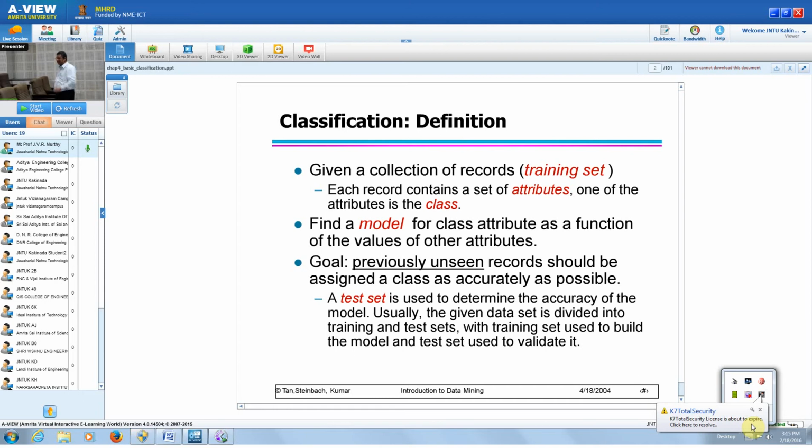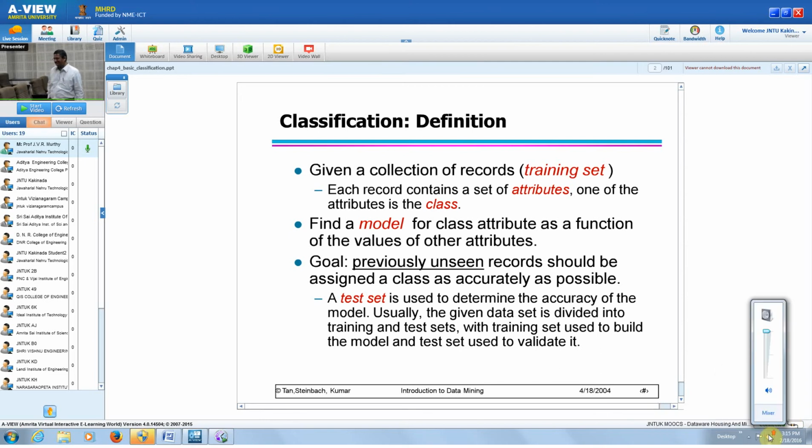What is the difference between these two predictions? Because unless these concepts and terminology are very clear to you, you can't understand. Okay, now then the regression.